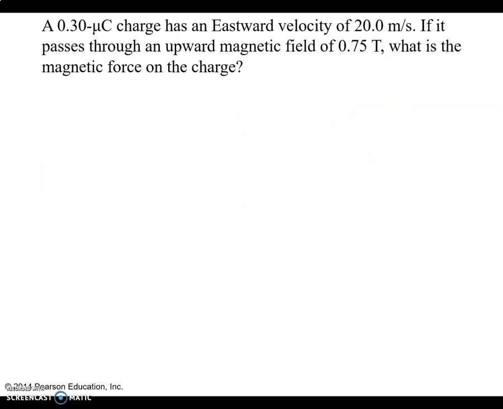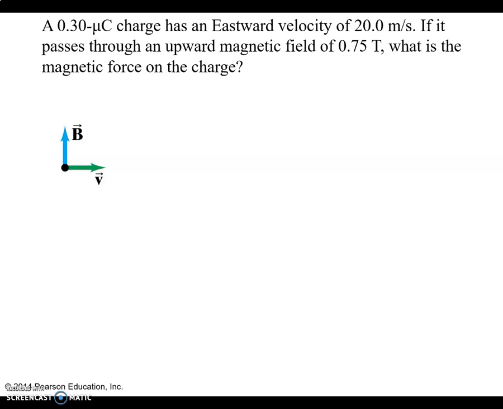All right, let's do another example. This time we have a charge. An electric charge of 0.3 microcoulombs has an eastward velocity of 20 meters per second. If it passes through an upward magnetic field of 0.75 teslas, what is the magnetic force on the charge? So this is the situation we have right here. The charge is moving to the east. The magnetic field is oriented upward.